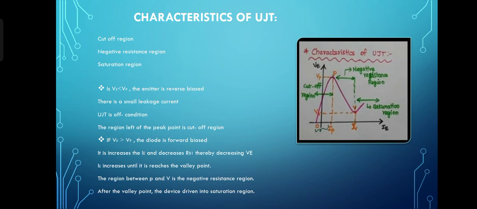If VE is greater than VP, the diode is forward biased. It increases the IE and decreases RB1, thereby decreasing VE. IE increases until it reaches the valley point. The region between P and V is the negative resistance region. After the valley point, the device is driven into the saturation region.